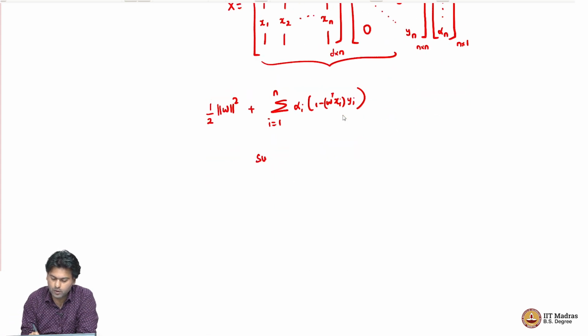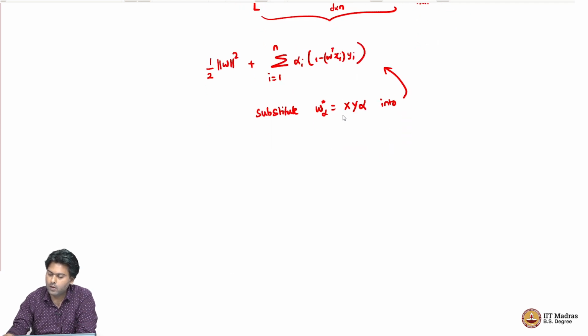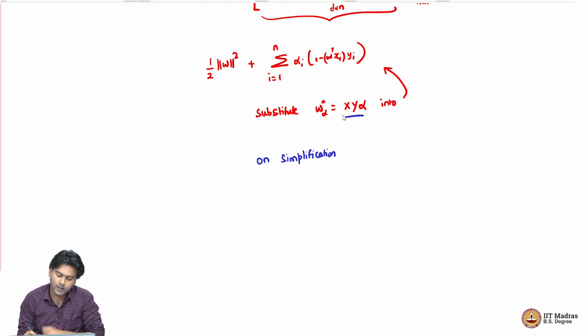Now substitute w star alpha equals xy alpha into this, right? So on simplification, I am not going to do the algebra here. On simplification, we will get something that does not have w, because wherever there is w, we are substituting it as xy alpha.